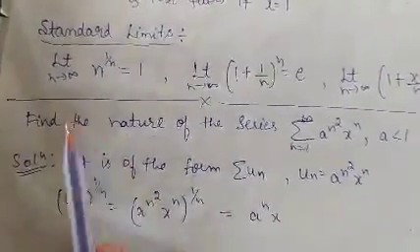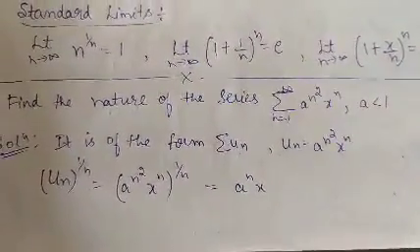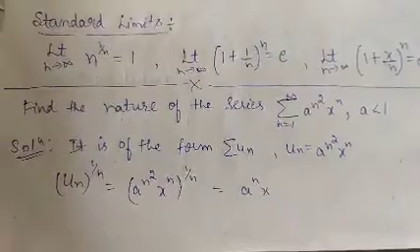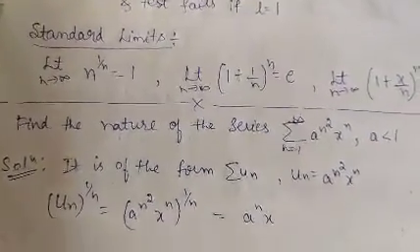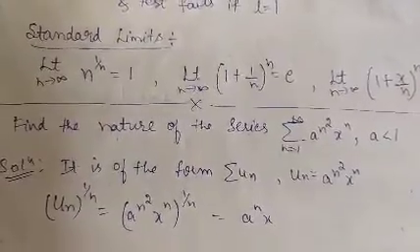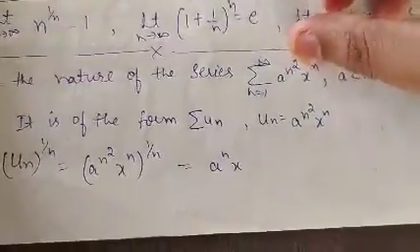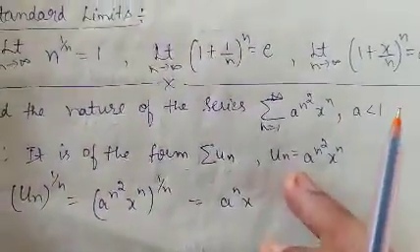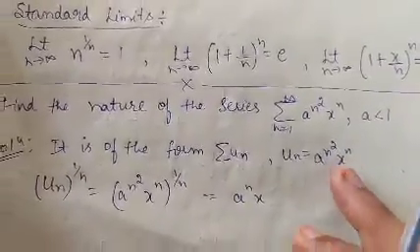The first problem is: find the nature of the series summation n varies from 1 to infinity of a power n square times x power n, where a is less than 1. So again you have to apply Cauchy's root test. Consider all these terms as un. So un is a power n square into x power n.